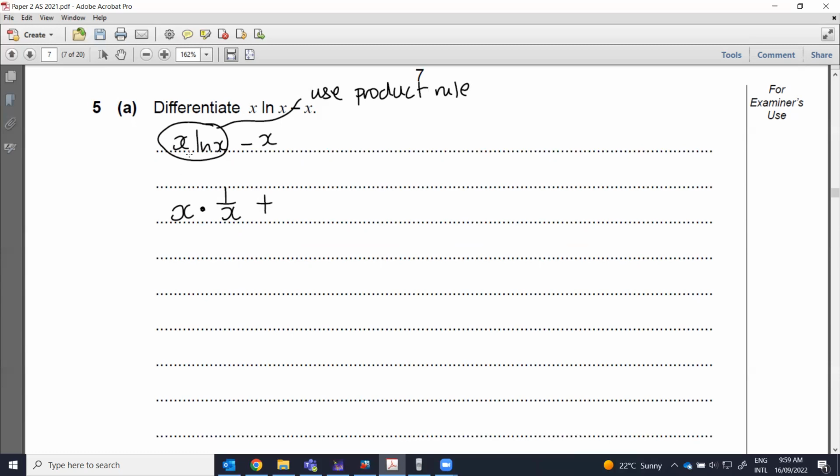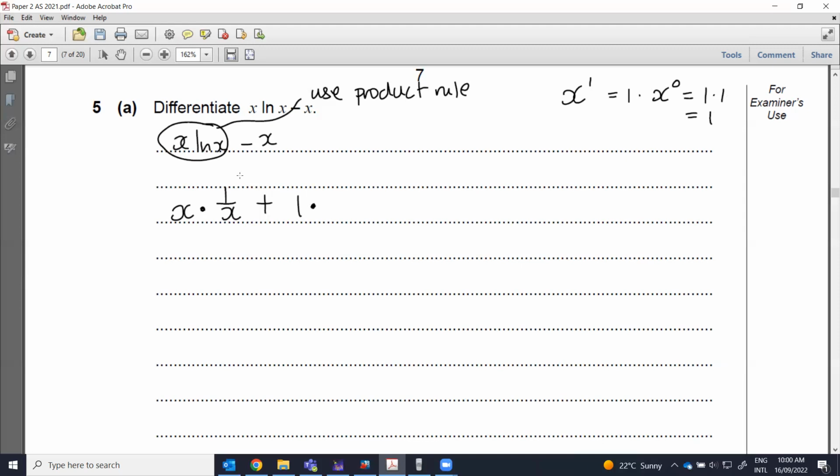Then you add the derivative of x, which is 1, because x is x to the power of 1. So the 1 will come down. At the top, you have x to the power of 0. x to the power of 0 is just 1. So you have 1 times 1, which is 1. So that's why the derivative of this x is 1.